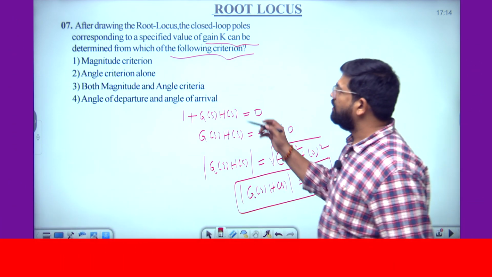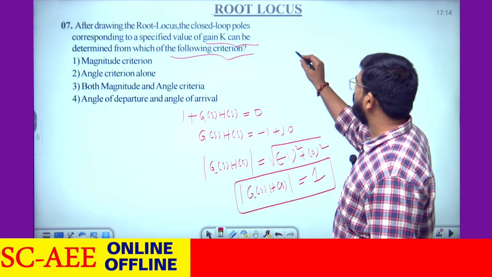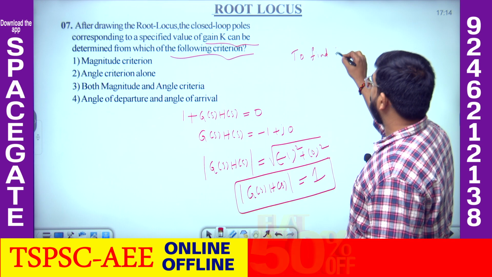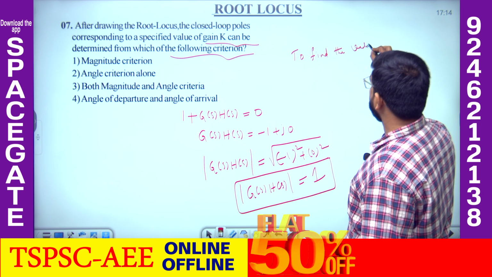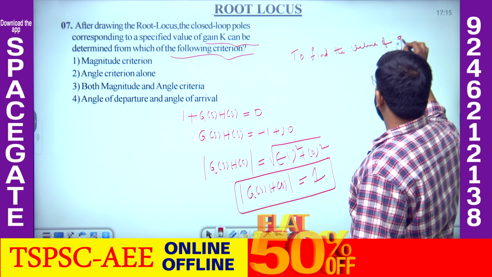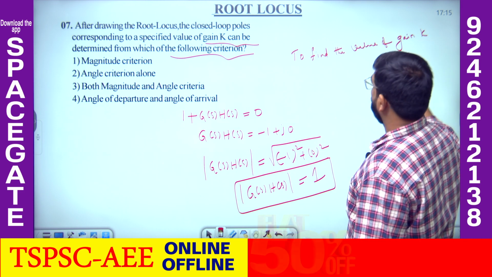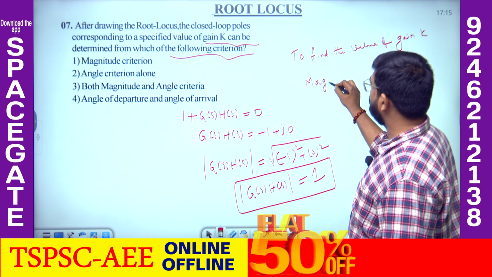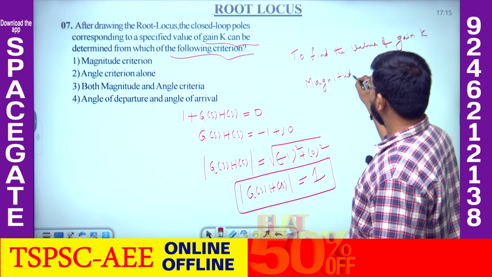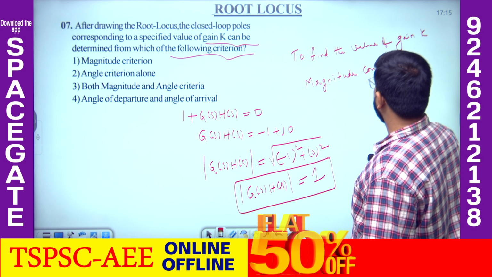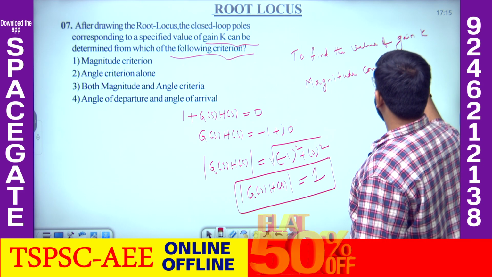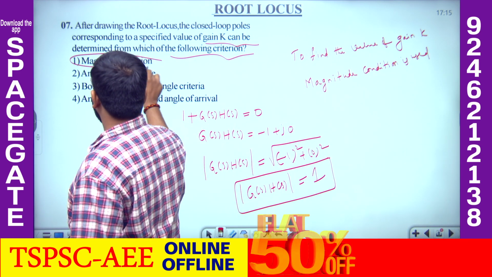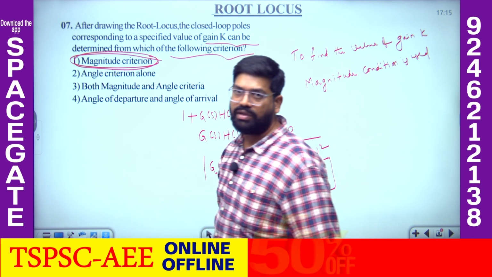But anyway, to find the value of system gain K, which condition do we use? Magnitude condition is used, because the question is only to find K. So which one is the correct answer here? Magnitude condition is the correct answer.